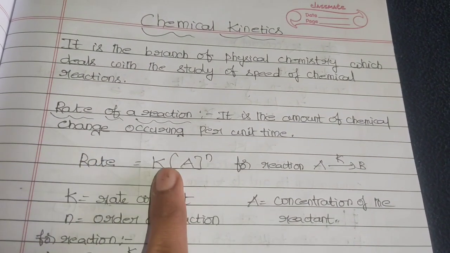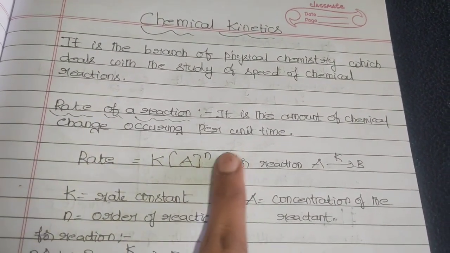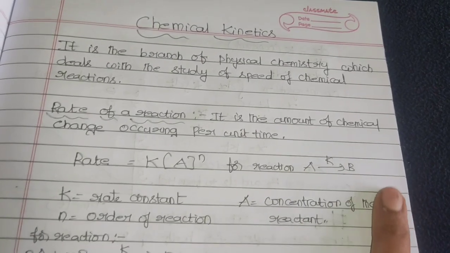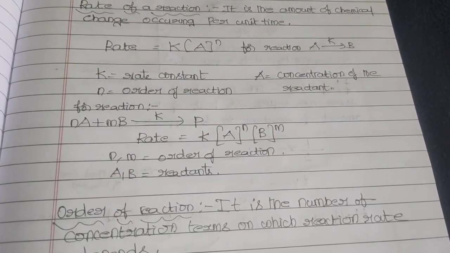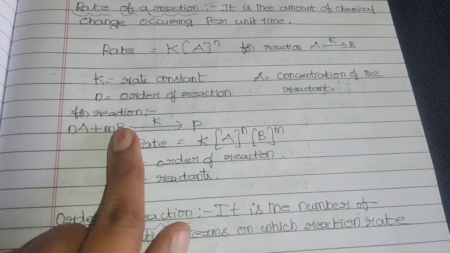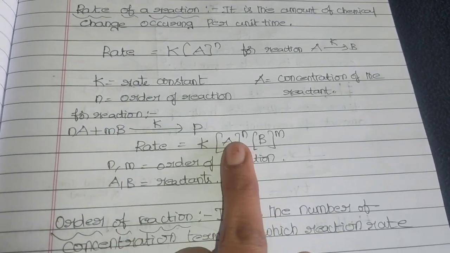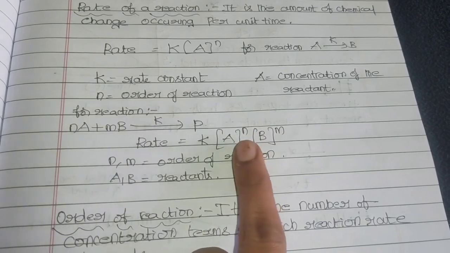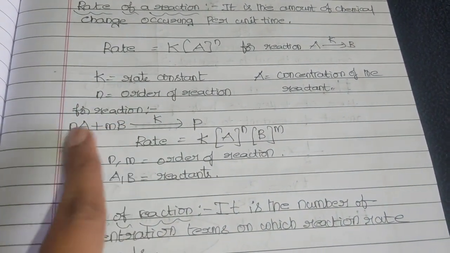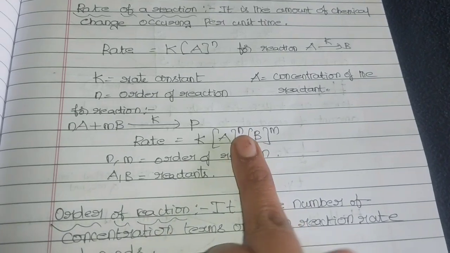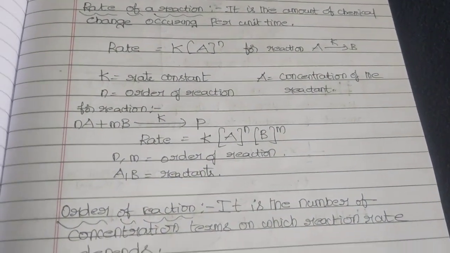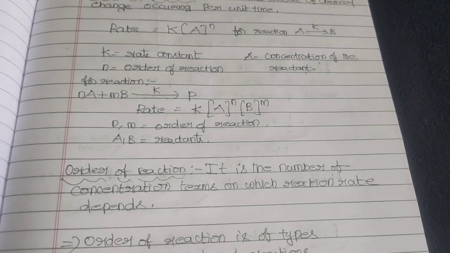So rate R is equal to k [A]^n in the case of only a single reactant forming a product. Then when two reactants, like nA plus mB, give products, rate is equal to k [A]^n [B]^m, where n and m are the orders of the reaction and A and B are the reactants. So like this we can write when two reactants are taking part.